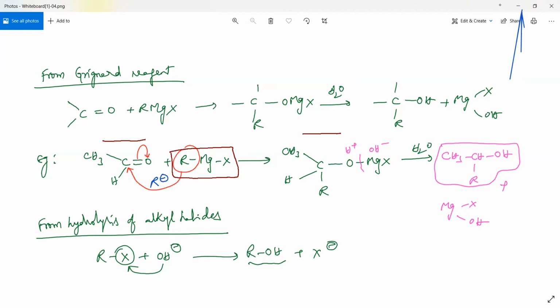Now R minus is attached to this carbon having a positive charge. Here this carbon gets a positive charge, oxygen gets a negative charge, right? So finally, hydrolysis breaks this bond. Here what is forming? An OH bond. This is MgX-OH. So finally you are getting OH here. From hydrolysis of alkyl halides, direct nucleophilic substitution reaction: OH minus will substitute X minus. You are getting alcohol. Okay.